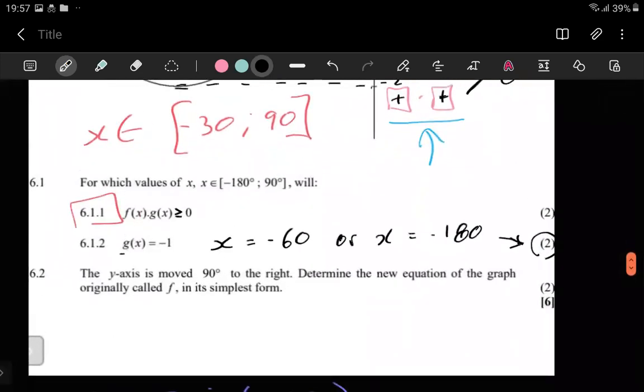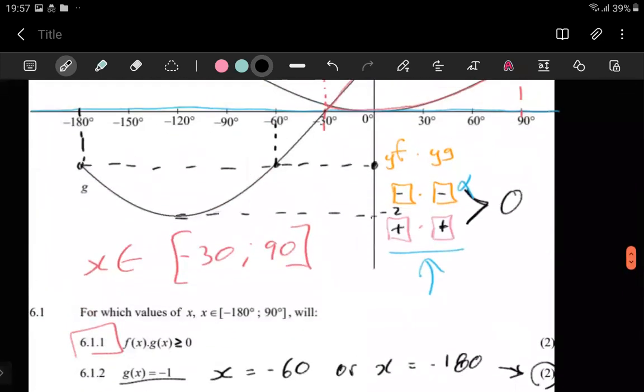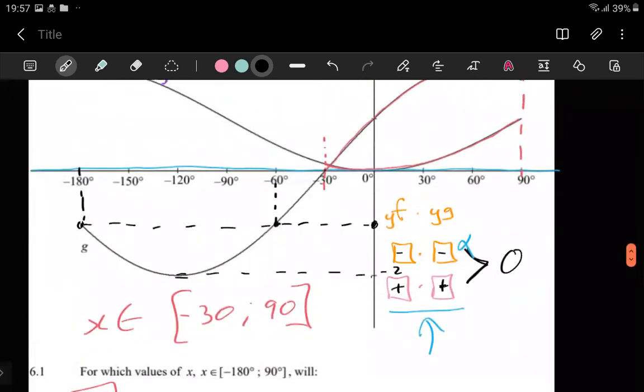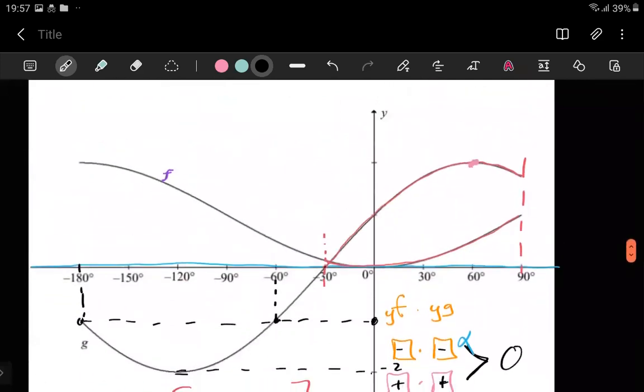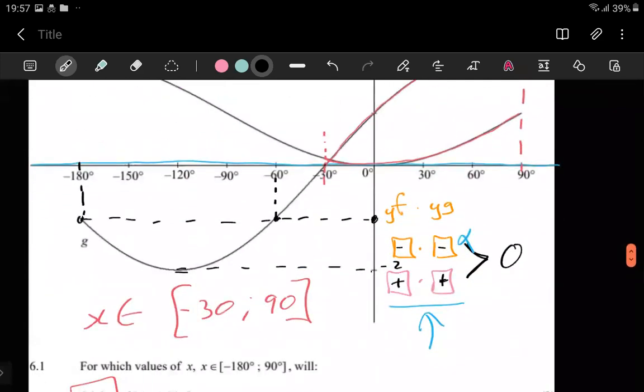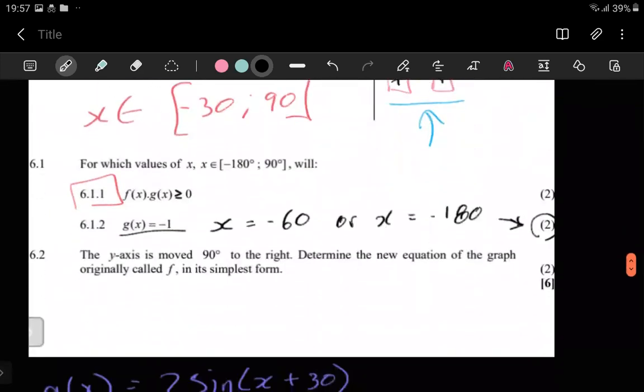question. They're asking us where the graph of g of x is going to be -1. We have our sketch. It looks super duper nice. And we have 2 values that we can easily see with our eyes. If we had to do any funny calculations, this question would be worth a bit more.